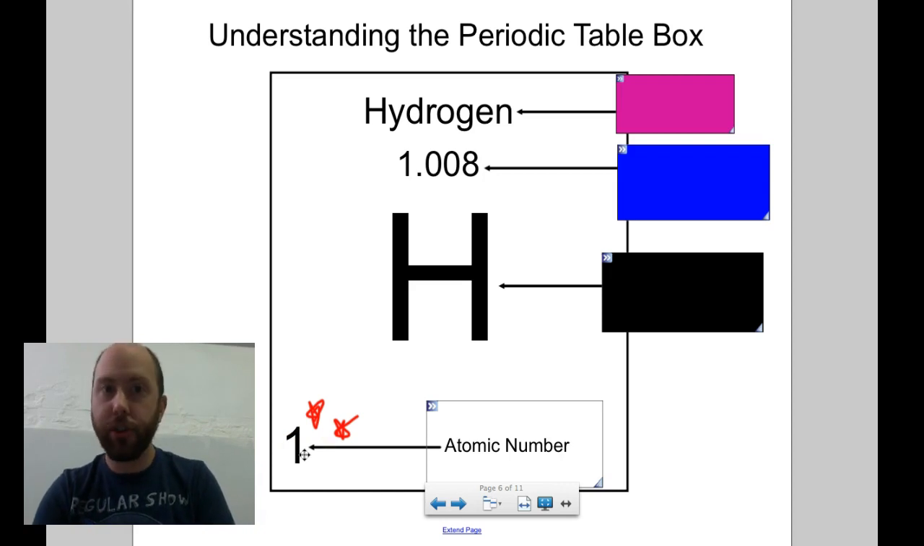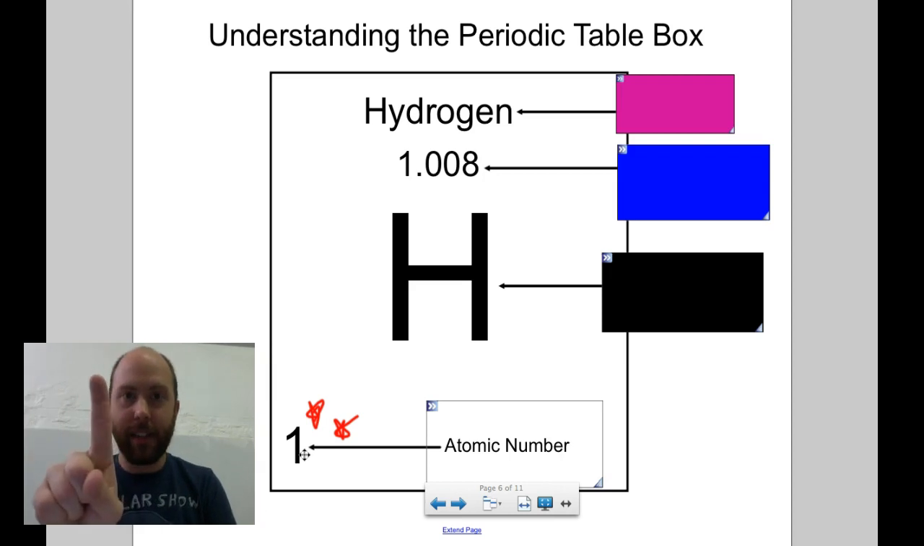So for example, hydrogen has the atomic number 1. There we go, 1. Which means if your atomic number is 1, you have 1 proton. And that's it. There you go. 1 proton. That's it.